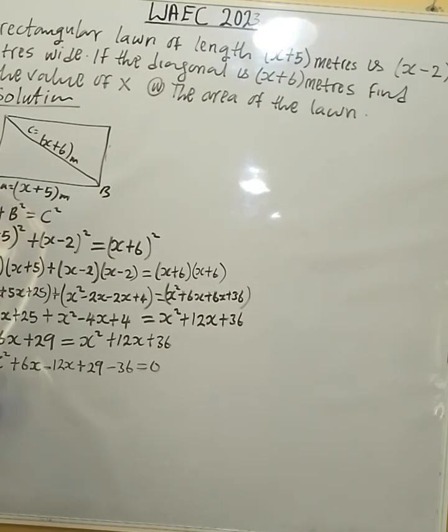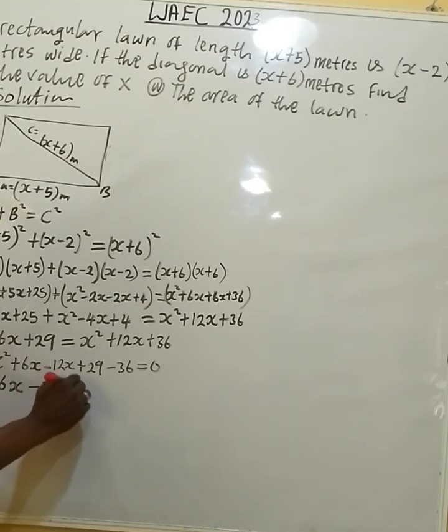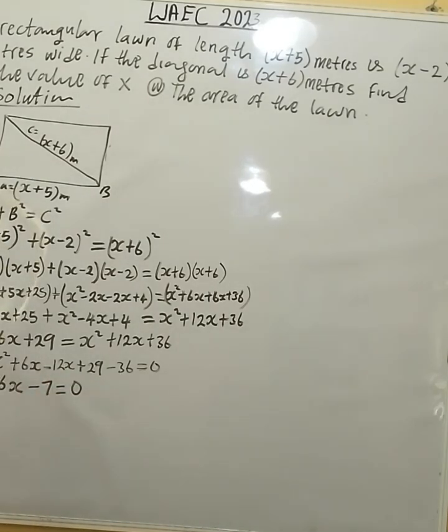So now 2x squared minus x squared will give us x squared. 6x minus 12x will give us minus 6x. 29 minus 36 will give us minus 7. Everything equals to 0. So now we have arrived at a quadratic equation.